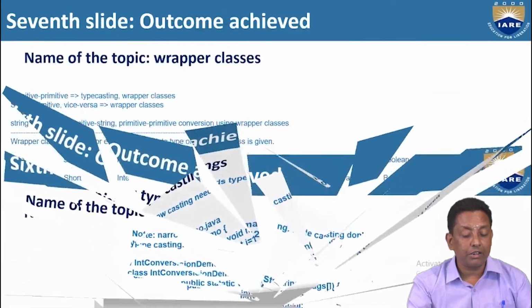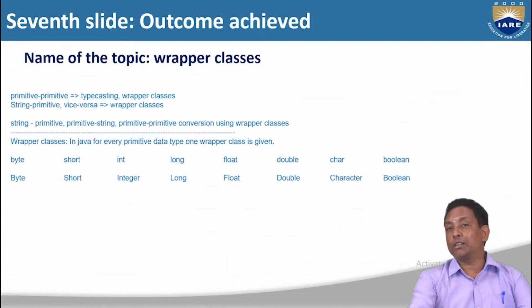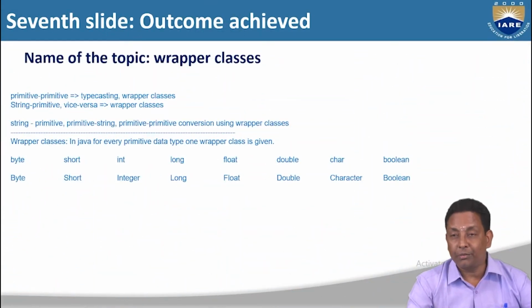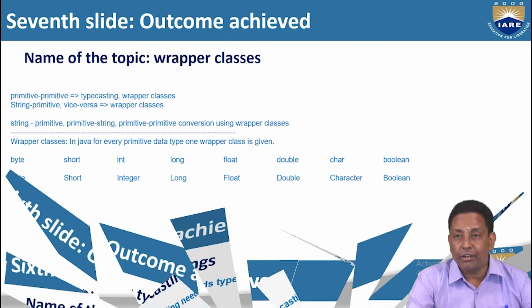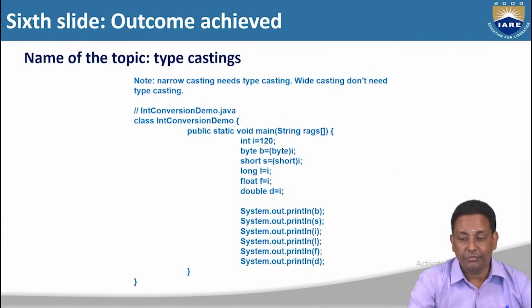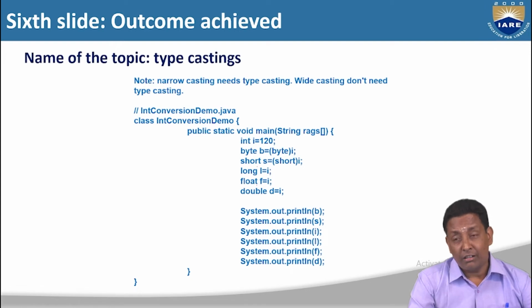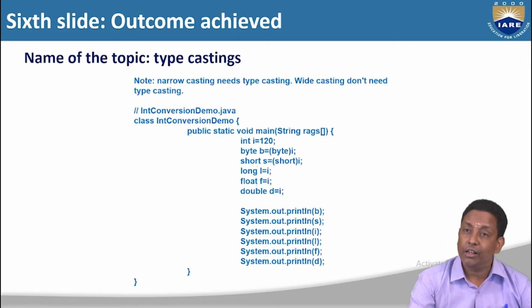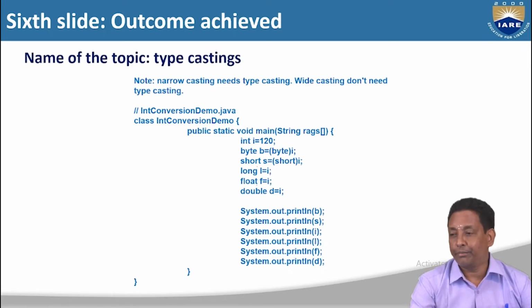The next topic is: to convert from one primitive data type to another primitive data type, we can use typecasting. That is fine. And one more very important topic in Java is conversion from string to int and int to string.